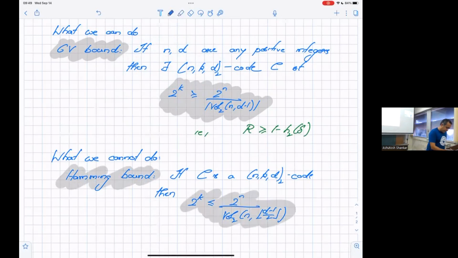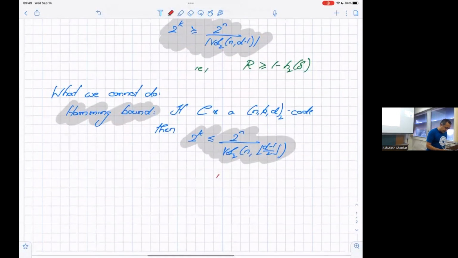In the asymptotic notation, this says that R is less than or equal to 1 minus H_2(delta/2) plus a little bit. Okay, that's what we had, these two curves.